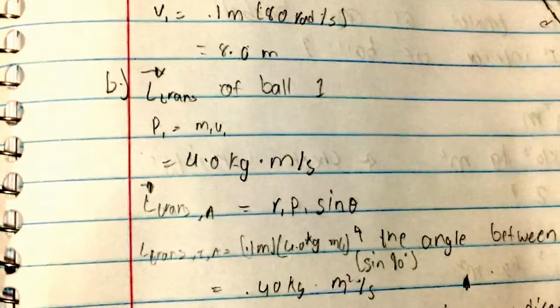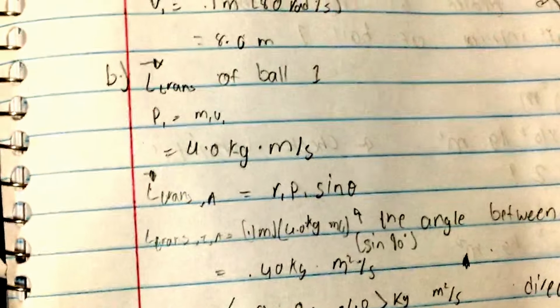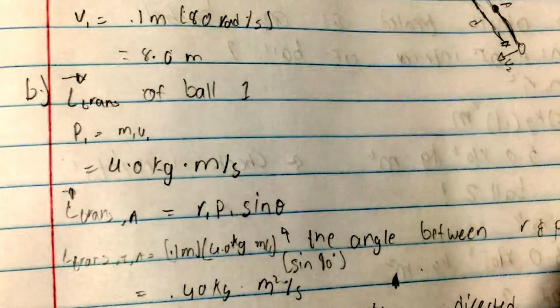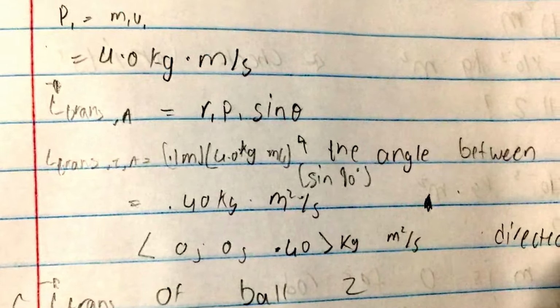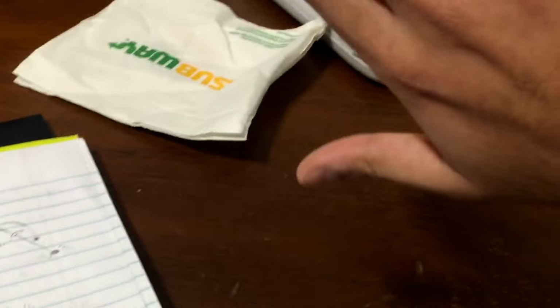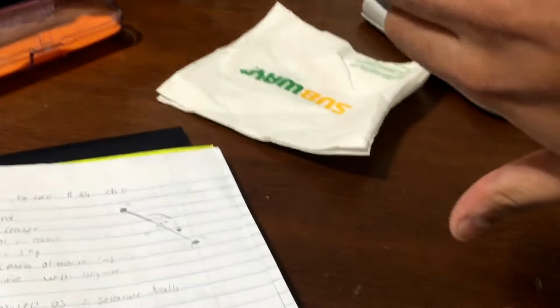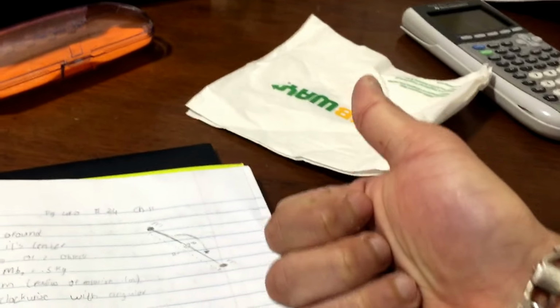Then we get 4 kilograms meters per second, and then the angular momentum is equal to r times p times sine of theta, where theta is the angle between r and p. And we get 0, 0, negative 40 kilograms meters squared per second. I did the right hand rule here: hold my left hand, tilted like this. That's r, and you have to rotate to p, and it points inwards towards the desk. So that's why it's negative.